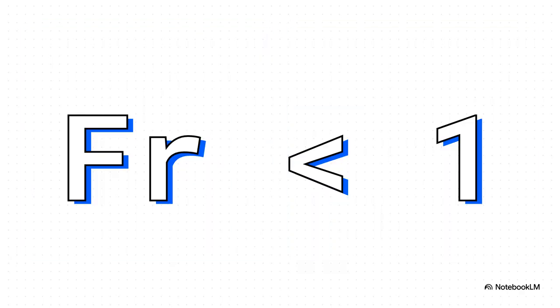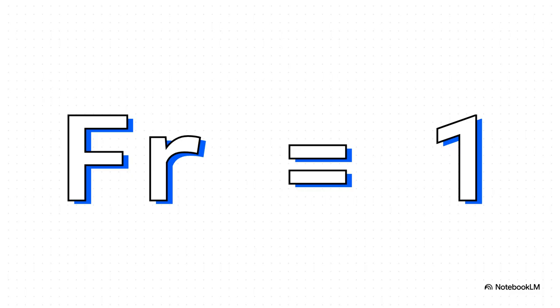So let's break that down. First, if the Froude number is less than 1, we have subcritical flow. Just picture a calm, tranquil, lazy river. The water is moving slower than a wave can travel across its surface. This is why, if you toss a pebble in, the ripples can actually spread out in all directions, even moving upstream against the current.